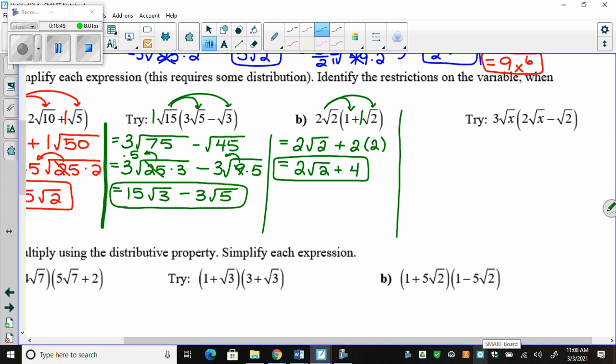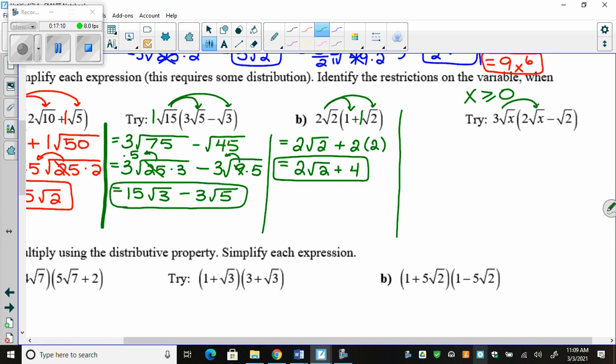Now this one has a square root, an x under the square root. The moment it has an x under the square root, I have to say x has to be greater than or equal to what? 0, because it can't be negative, right? It's a restriction. And then we can multiply.